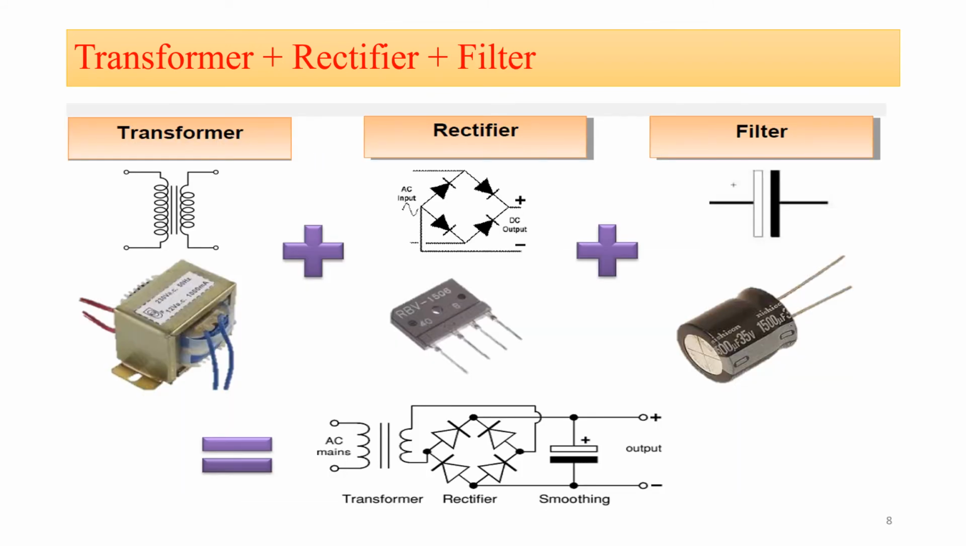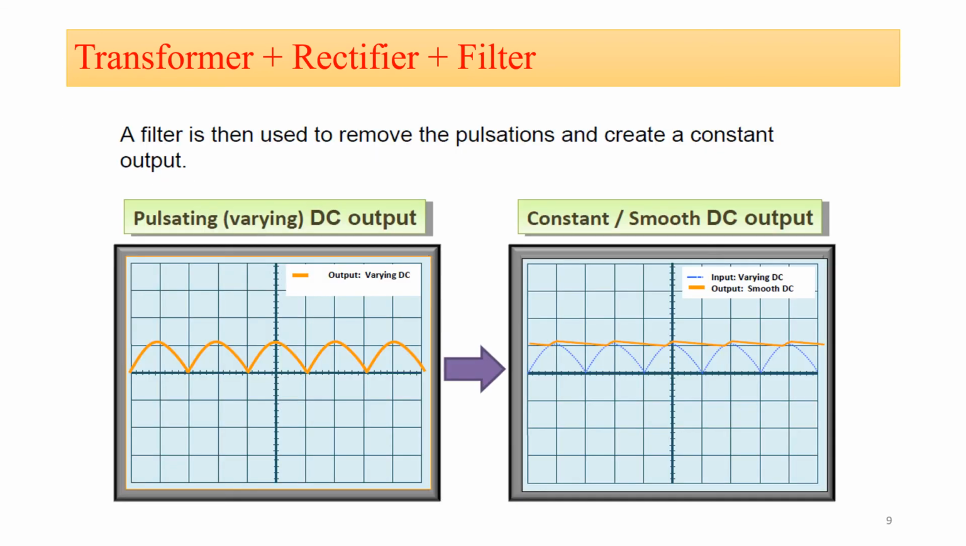Now the next combination, that is transformer plus rectifier plus filter. As the output of your rectifier circuit is pulsating DC, meaning some AC components are present at the output of your rectifier, to remove those AC components we will require the filter. Here the capacitor is used as a filter. Now which type of capacitor? This type of capacitor is nothing but an electrolytic capacitor. By using the capacitor, your output will be pure DC, but it is unregulated.